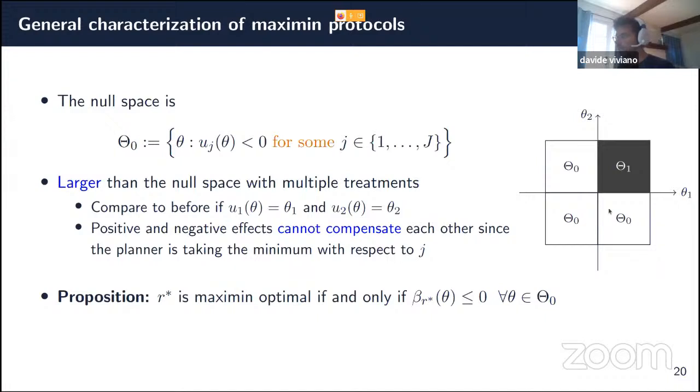The idea is that if one parameter is negative, we cannot compensate the negativity of one parameter with the positivity of the other, because we are going to be worst case with respect to the parameters themselves. And it turns out that our study is max-min optimal if and only if the utility of the researcher is negative for any theta in this larger set theta 0.